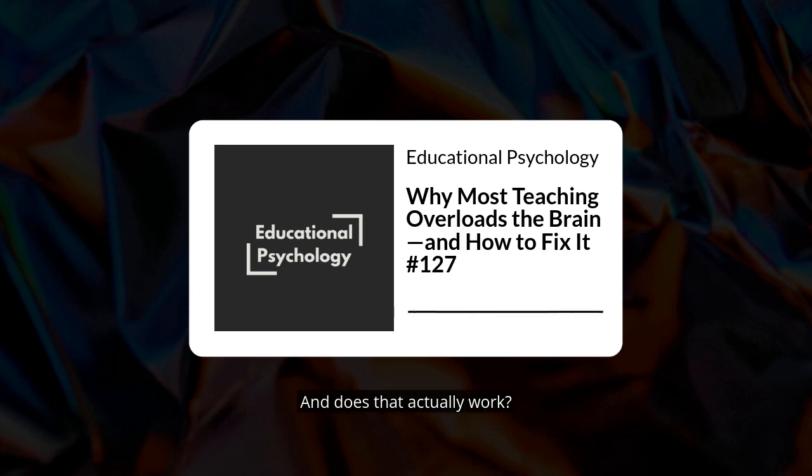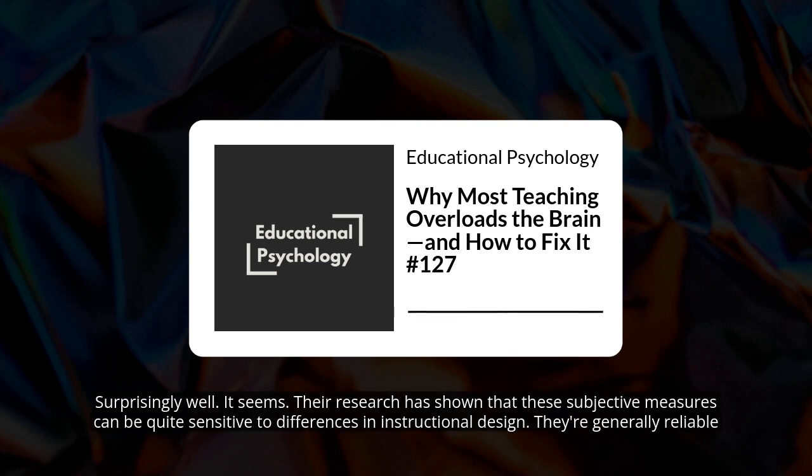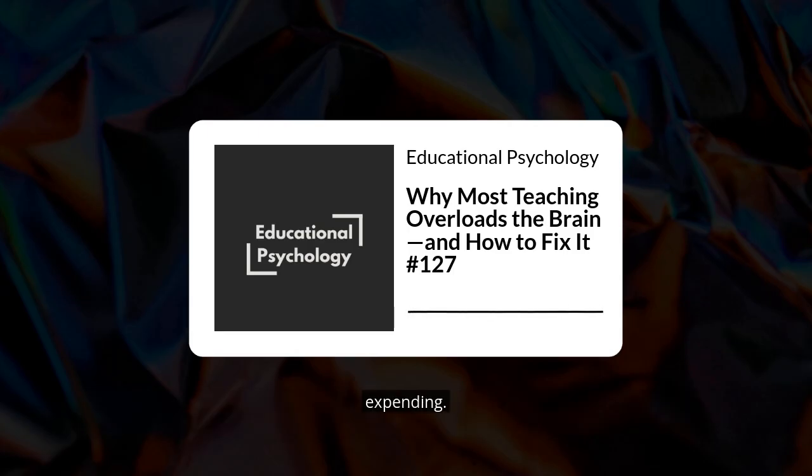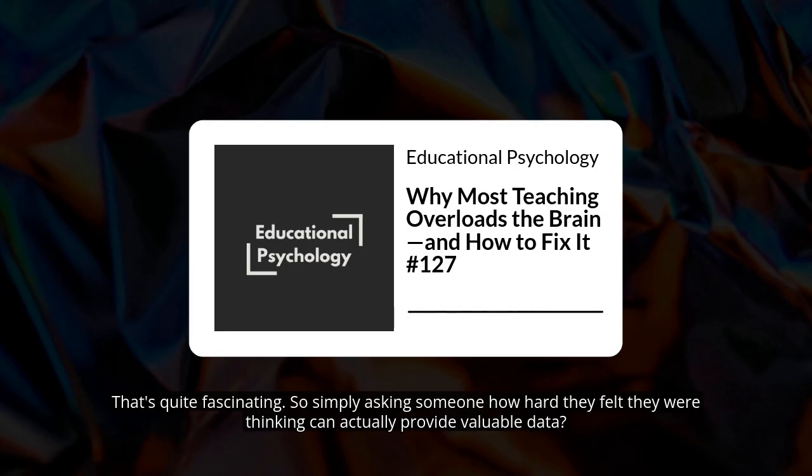And does that actually work? Surprisingly well, it seems. Their research has shown that these subjective measures can be quite sensitive to differences in instructional design, they're generally reliable, and they're relatively non-intrusive for the learners. It appears people are often reasonably good at reflecting on and reporting how much mental effort they're expending. That's quite fascinating. So, simply asking someone how hard they felt they were thinking can actually provide valuable data.